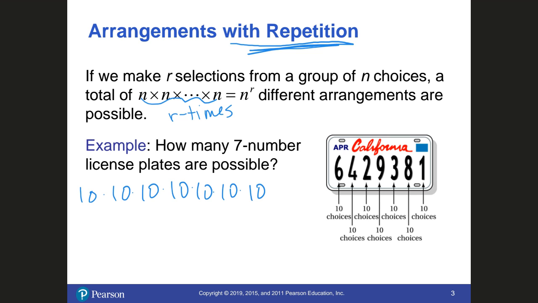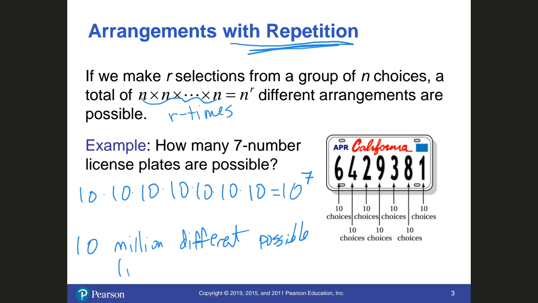So let me make sure I wrote the right number down. 1, 2, 3, 4, 5, 6, 7. Yeah. So that's 10 to the 7. So there are 10 to the 7 choices. Or another way to say it is there are 10 million different possible license plates where the restrictions on them are, they have to be a number.